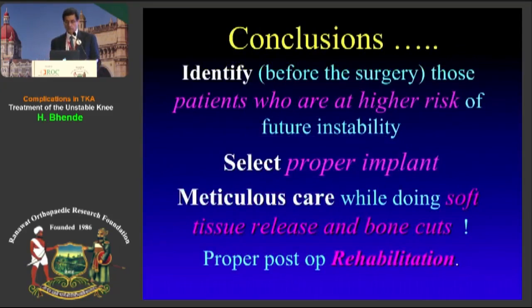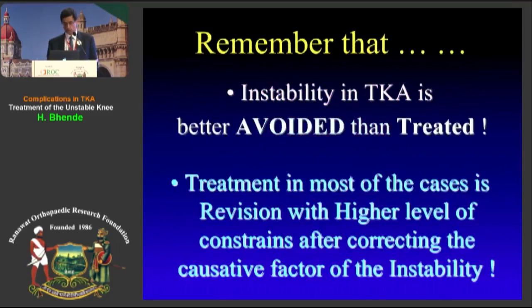So in conclusion, you must identify those patients who are at a higher risk of future instability, and then select the proper implant, take meticulous care while doing soft tissue balance and bone cuts, and then have a proper post-op rehab. Remember that instability in TKA is better avoided than treated, because treatment and diagnosis are not very easy. Treatment in most cases is revision with a higher level of constraint depending on the level of instability, and it may end up having a hinge knee, the last option in these patients. Thank you very much.